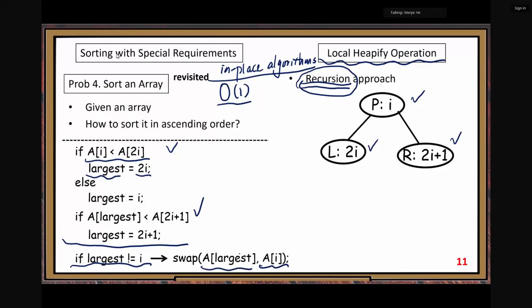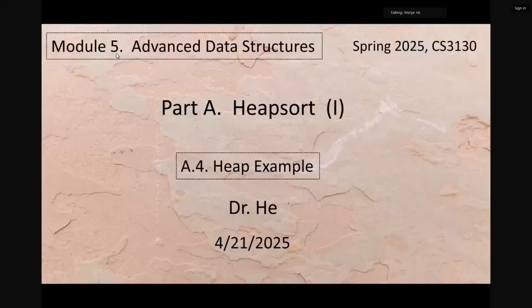That's the swap operation. After that, you fix the violation locally, only in that three-node triangle local region. Outside, you don't know. But in that local part, you fix it. So that's what we call the local heapify operation. This pseudocode is the local heapify operation. Next, 8.4, heap example.